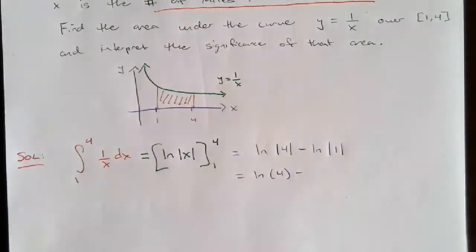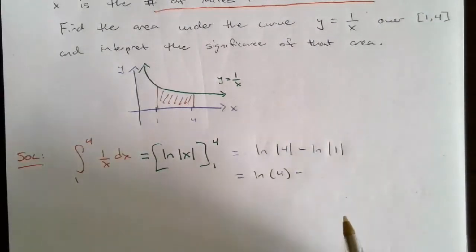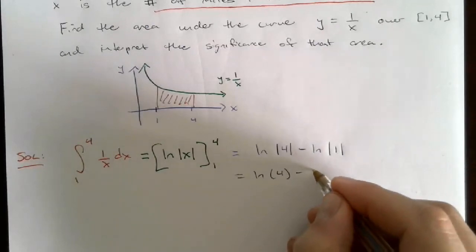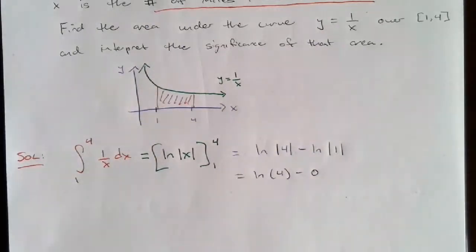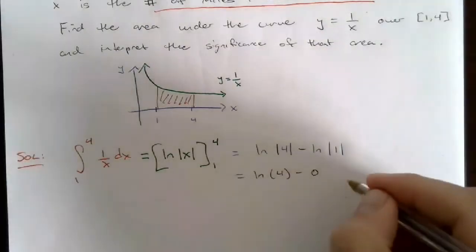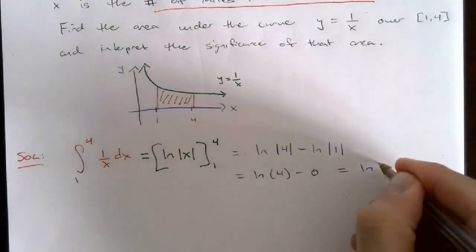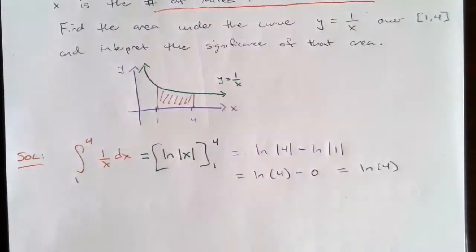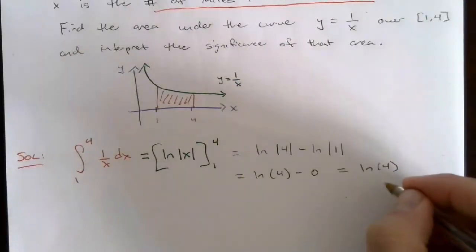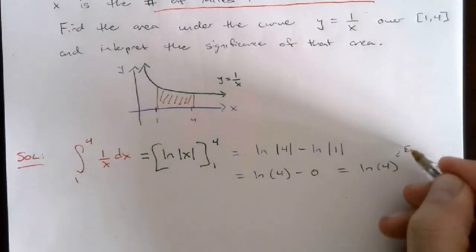What's the natural log of 1 though? That's important. Remember what this means: e to what power gives me 1, because log is base e. Well, it's e to the 0 power. Log of 1 is always 0, no matter what the base. So we get ln 4 minus 0, which equals ln 4. And that's good. This was the exact value.